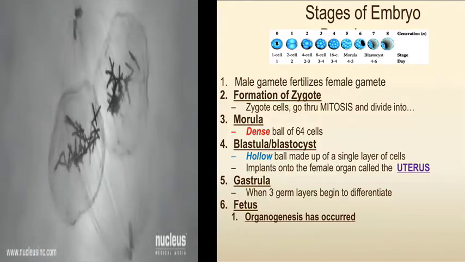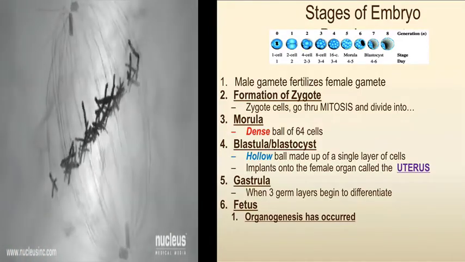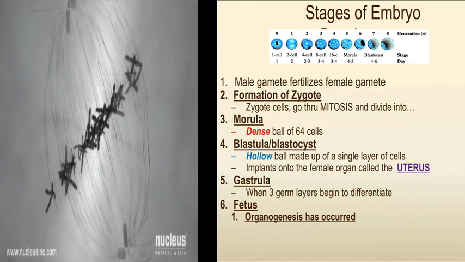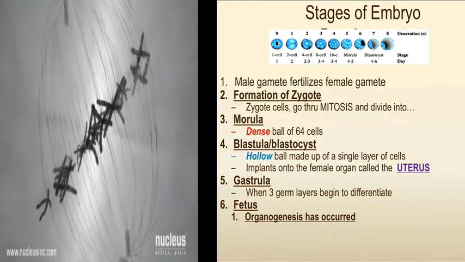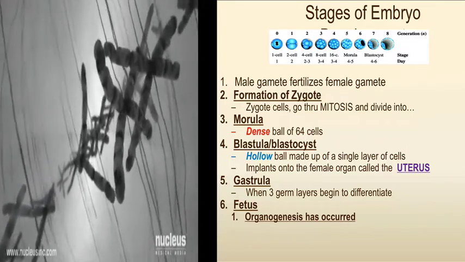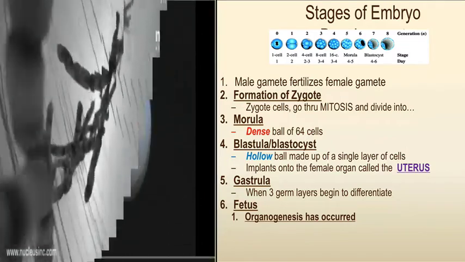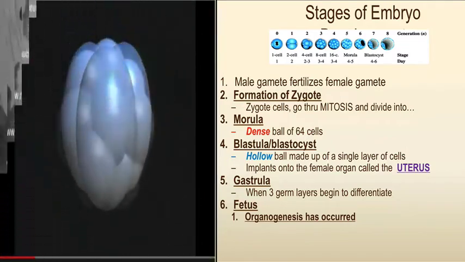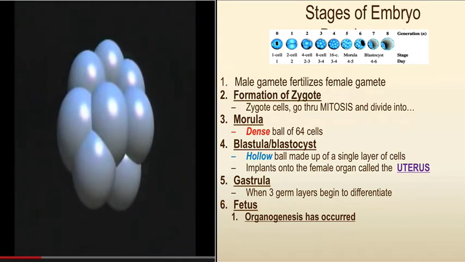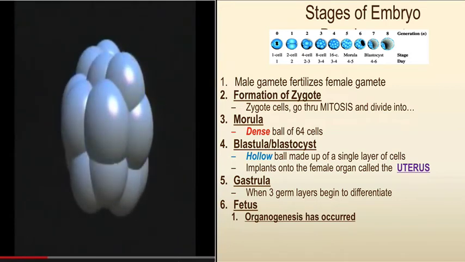The fertilization process begins when the male gamete meets the female gamete and they fuse together to create a zygote. That zygote then goes through multiple rounds of cleavage, which is just a fancy word for mitosis, until it becomes a dense ball of about 64 cells. This is around day 4 or 5.